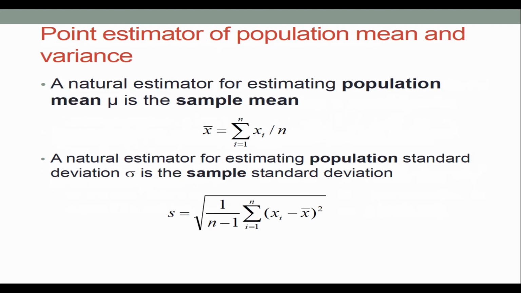In the previous lectures, Dr. Brown told you how to calculate the sample mean and sample standard deviation. I assume you already know those parts. A natural estimator for the population mean mu is the sample mean. We just calculate the mean of the sample values. This is going to be a good estimator for the population mean. And we also calculate the sample standard deviation in this way. This is going to be a natural estimator for the population standard deviation.